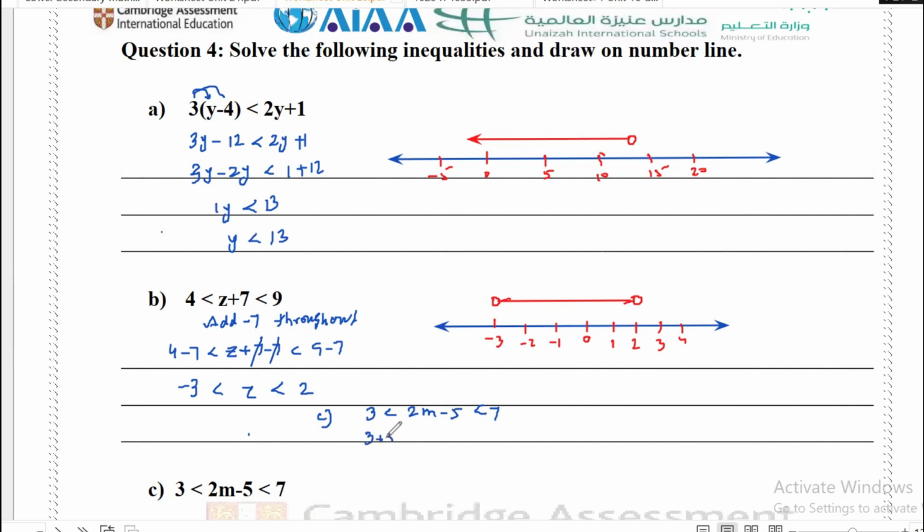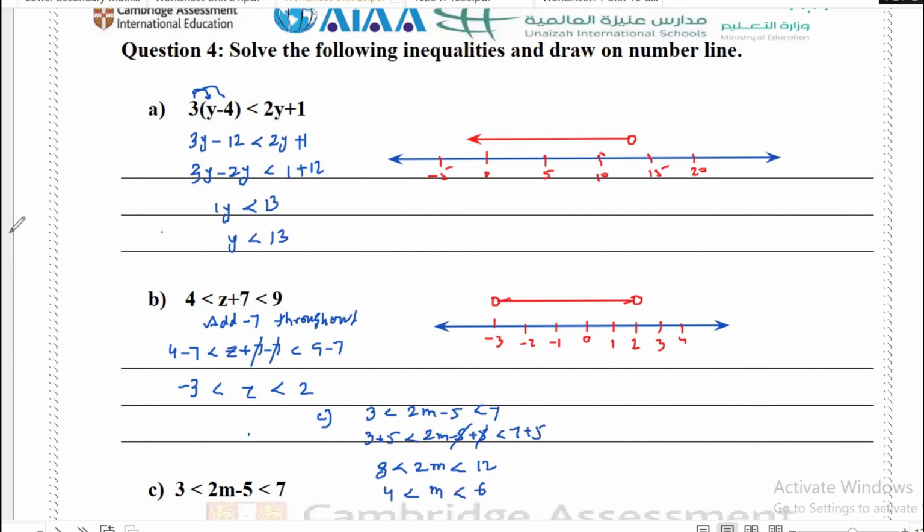Like 3 plus 5 less than 2m minus 5 plus 5, 7 plus 5. So minus 5 plus 5 cancel, 5 plus 3 is 8, and less than 2m less than 5 plus 12, 7 plus 5, 12. And then divide by 2 throughout, because it is not m, it is 2m, okay? Once you divide, you will get 4 less than m, and less than 12 divided by 2, you will get 6. So here your range of m is less than 6 and greater than 4.